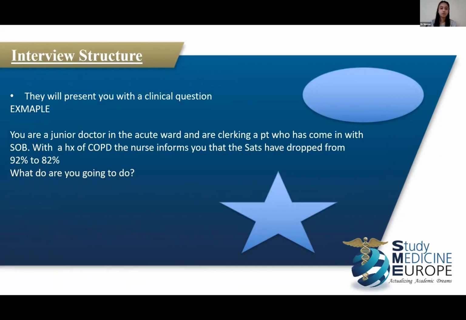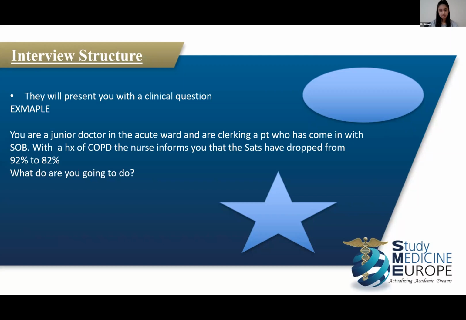So let's start with a question. One classical question they'll give you is, you're a junior doctor on an acute ward and you're clerking a patient who has come to you with shortness of breath, with a history of COPD, and the nurses have informed you that the sats have dropped from 92% to 82%. What are you going to do? This is a classic question. What they want to know is how you are going to handle the situation.